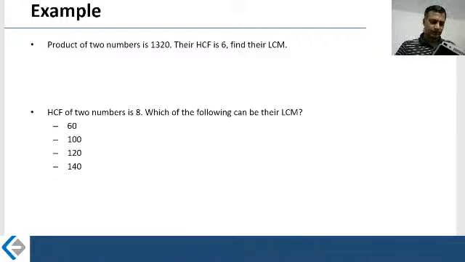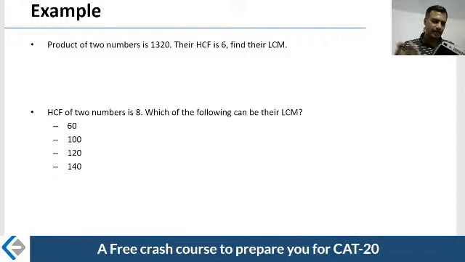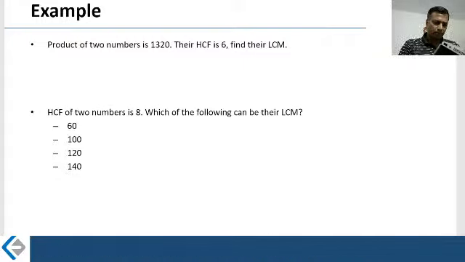Product of two numbers is this and their HCF is this. Find their LCM. Fair. All right, now this was one of the exam questions. There was something like this. Great. Product of two numbers is 1320.